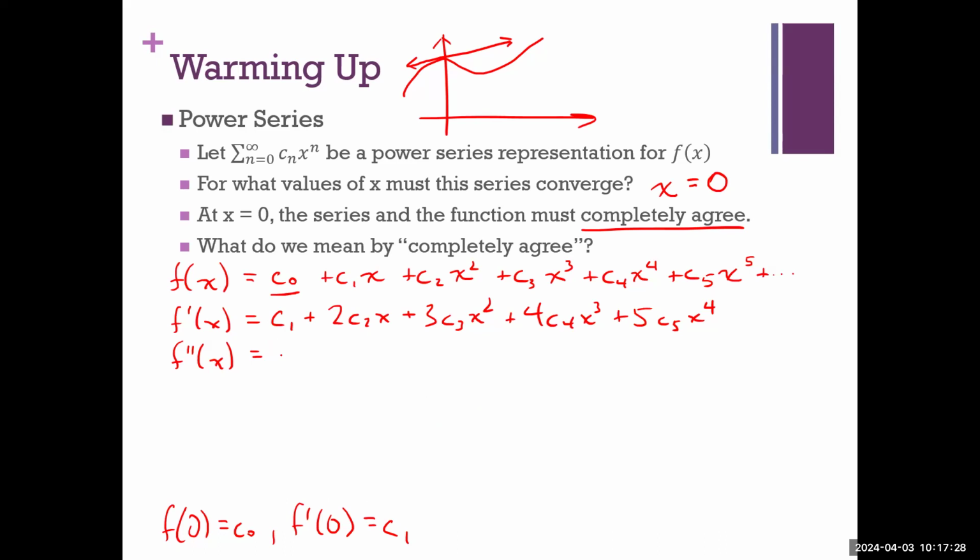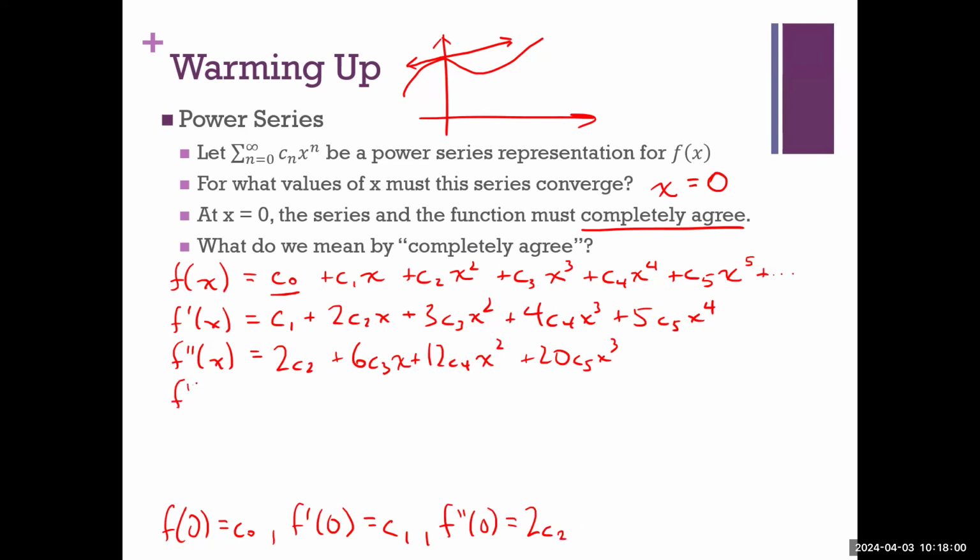If I take the second derivative, what do I have? 2c2 plus 6c3 plus... wait, I left off the x, didn't I? Plus 12c4x squared plus 20c5x cubed. So what's f double prime of 0? 2c2.